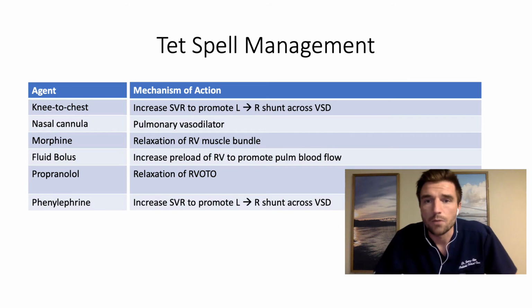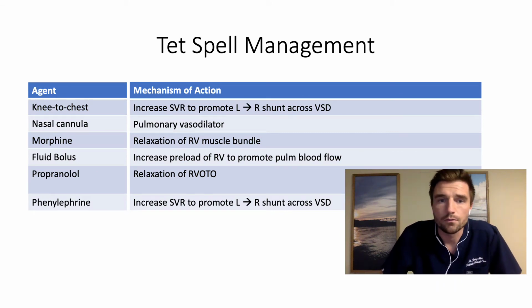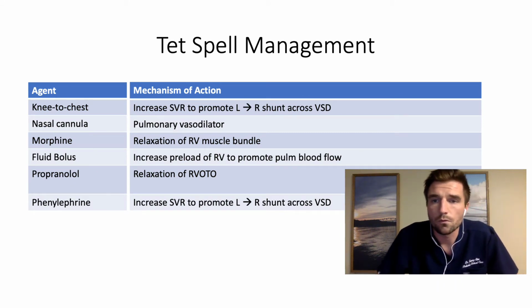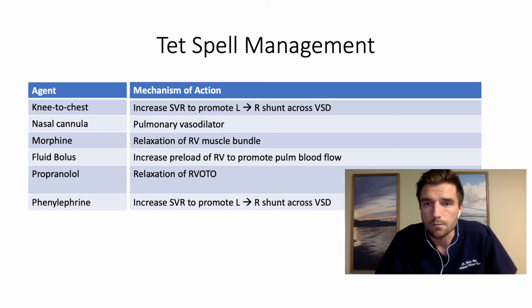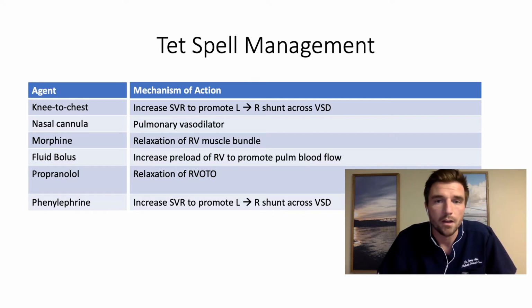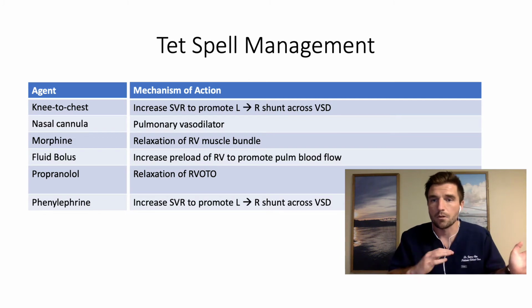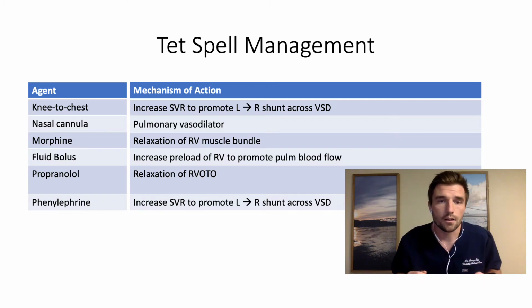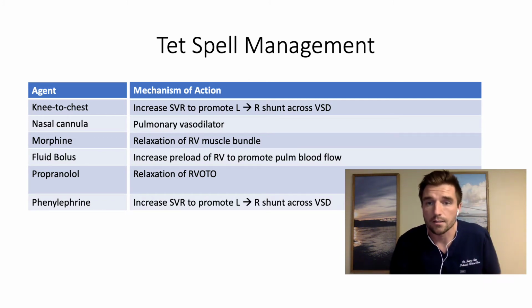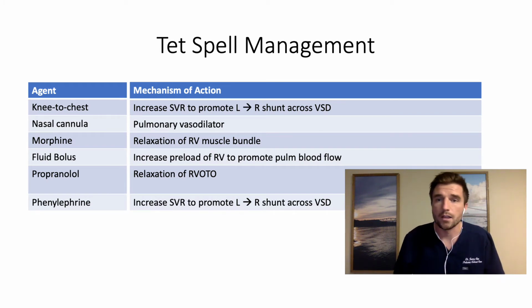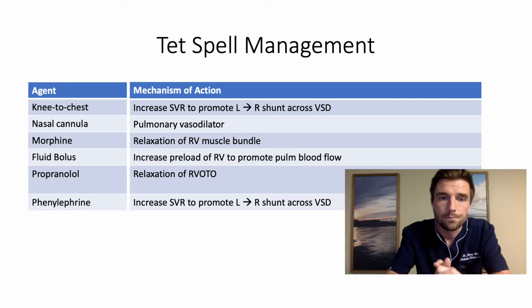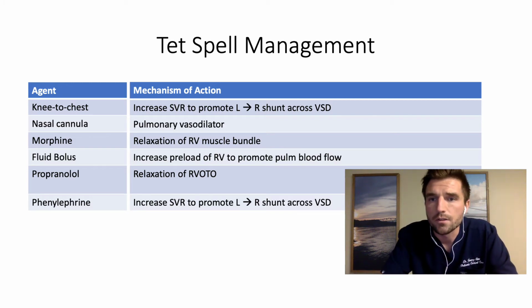Well, now that we've learned all about Tetralogy of Fallot, the 4 anomalies associated with it, its embryological origins, and how it manifests on a spectrum of different phenotypes, let's talk about the management for reversing a TET spell. TET spells typically being in that moderate phenotype that we talked about. What sort of therapies do we have at our disposal?